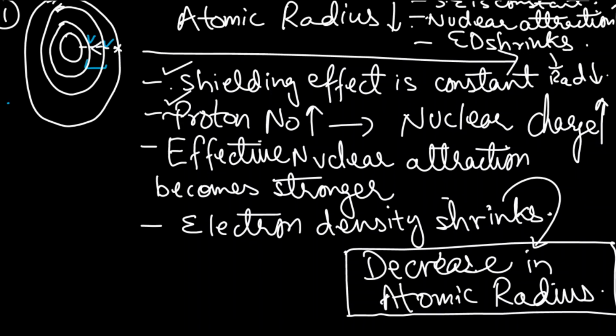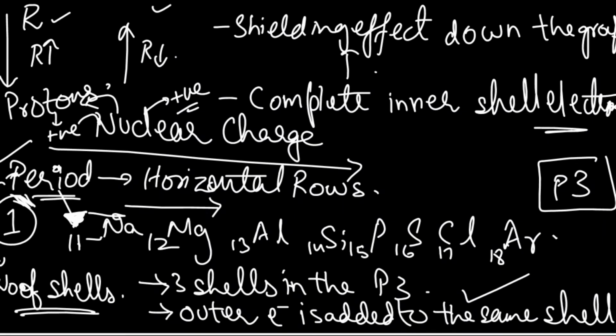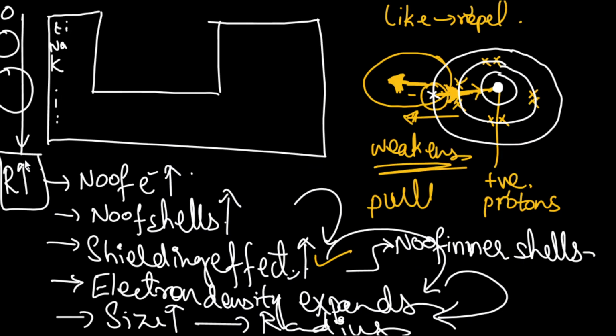Okay, so, wait, let's go back. Going down the group, the radius increases, but going across the period, it shrinks, it decreases. Okay, atomic radius is what I'm referring to.